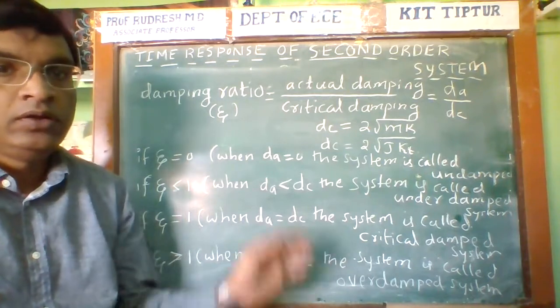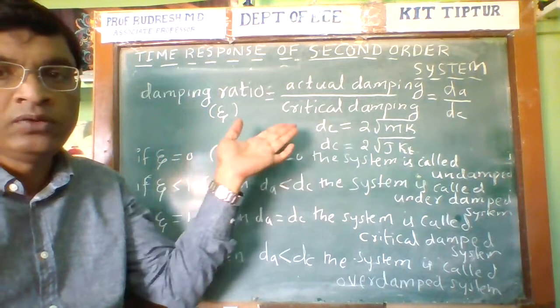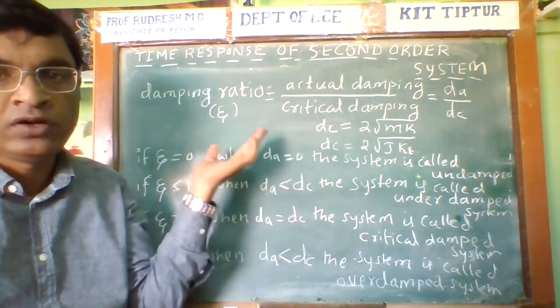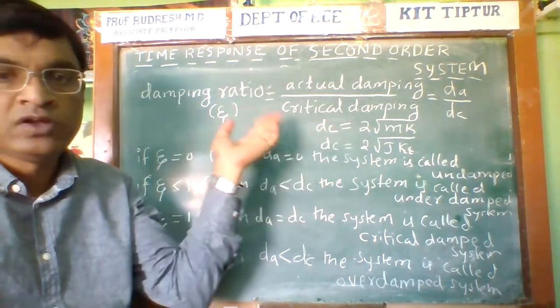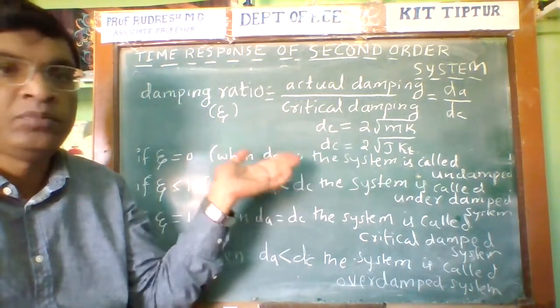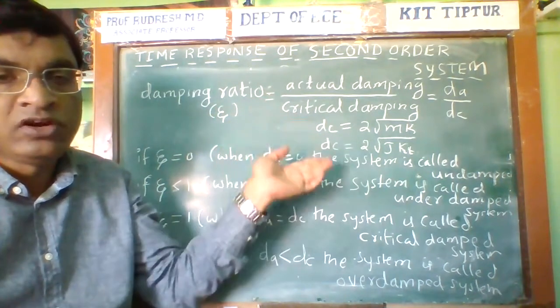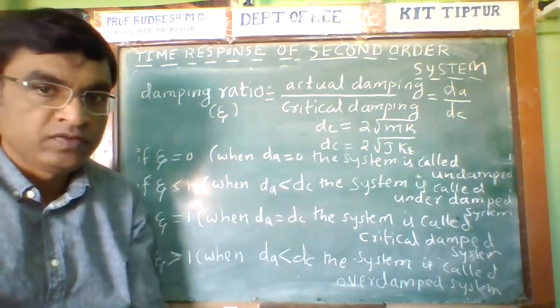Before that, I am going to explain what the damping ratio is, and what an undamped system, an underdamped system, a critically damped system, and an overdamped system are. These things are very important, and also the undamped natural frequency and the damped natural frequency.